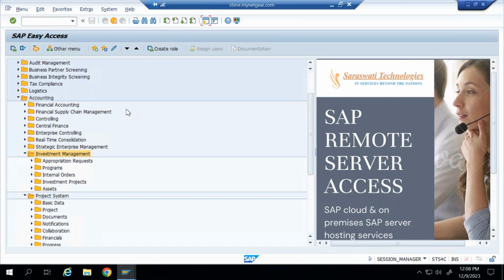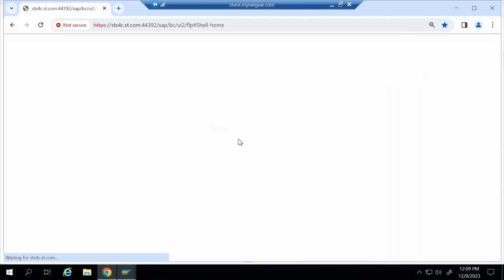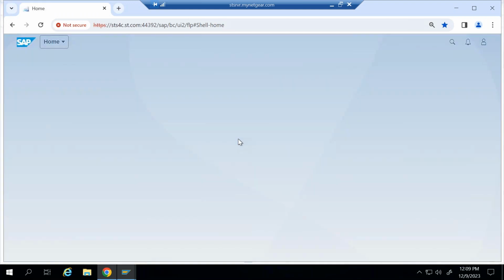Okay, 1 second. Okay, so let me just open this. I'm just accessing it through Fiori. Let it load.